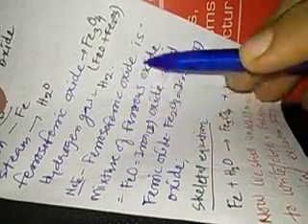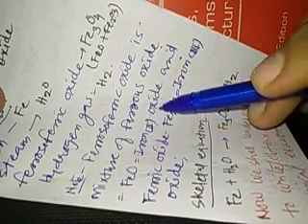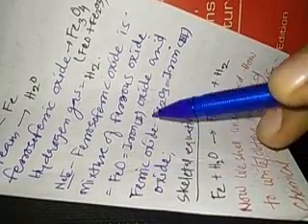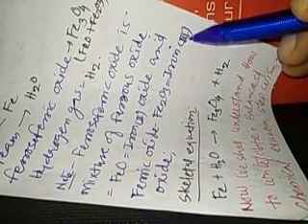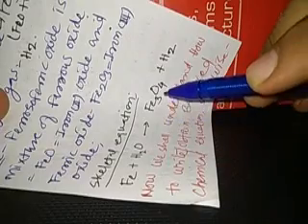Now here we need to understand one thing. Ferrous oxide Fe3O4 is a mixture of ferrous oxide, that is FeO, also called iron 2 oxide, and ferric oxide, that is Fe2O3, also known as iron 3 oxide. So now we'll write the skeletal equation as Fe plus H2O gives Fe3O4 plus H2.